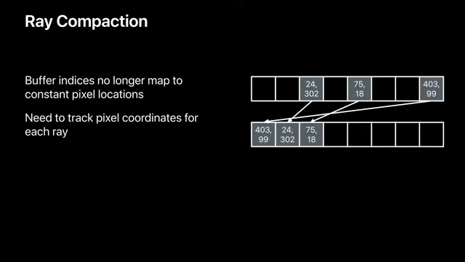The downside is that because we're shuffling array positions within the ray buffers, the indices in our ray buffer no longer map to constant pixel locations. So we'll need to allocate a buffer to start tracking pixel coordinates along with each ray. Even though we're using extra buffers, we'll actually be using much less memory if we factor in all of the rays that we don't have to process.